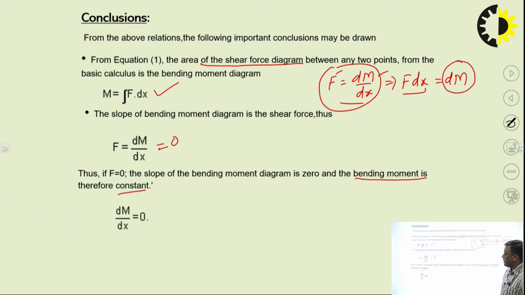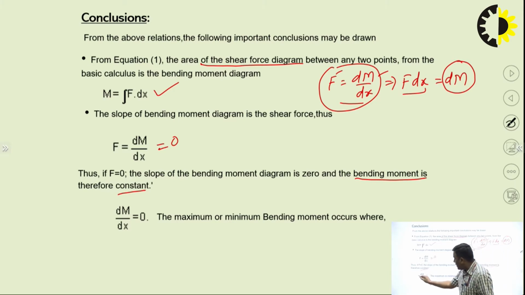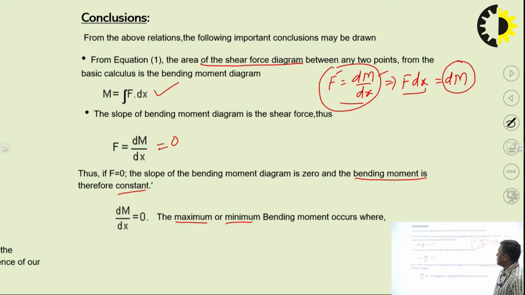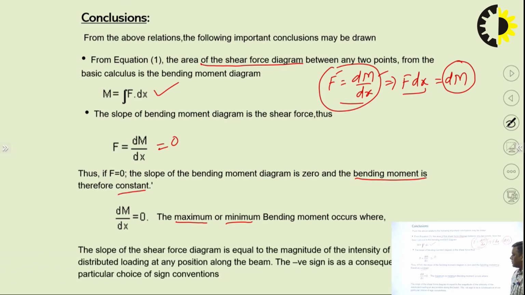dM/dx equal to 0. So it can be a constant, the maximum or minimum bending moment. Another conclusion which we can make is dM/dx equal to 0. So what is the condition? This is the condition either for minima or for maxima. So the point where the shear force is 0, at that point the bending moment can be either maximum or minimum. So these are the conclusions which we can make from this.